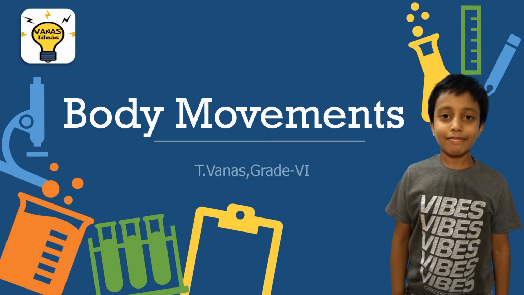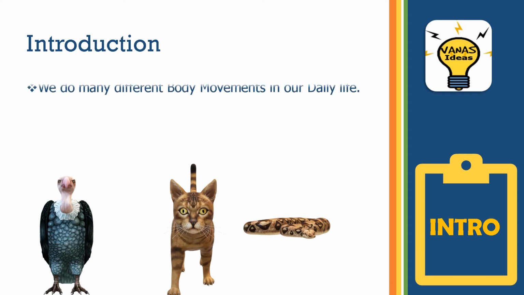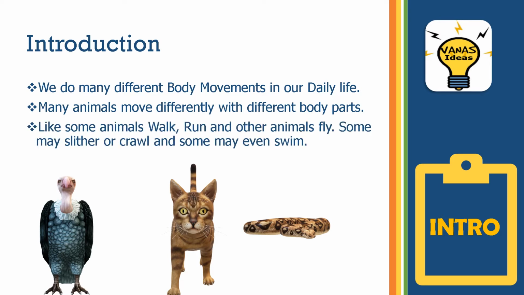Today we are going to learn about body movements. Introduction. We do many different body movements in our daily life. Many animals move differently with different body parts. Like some animals walk, run, and other animals fly. Some may slither or crawl just like a snake, and some may even swim.